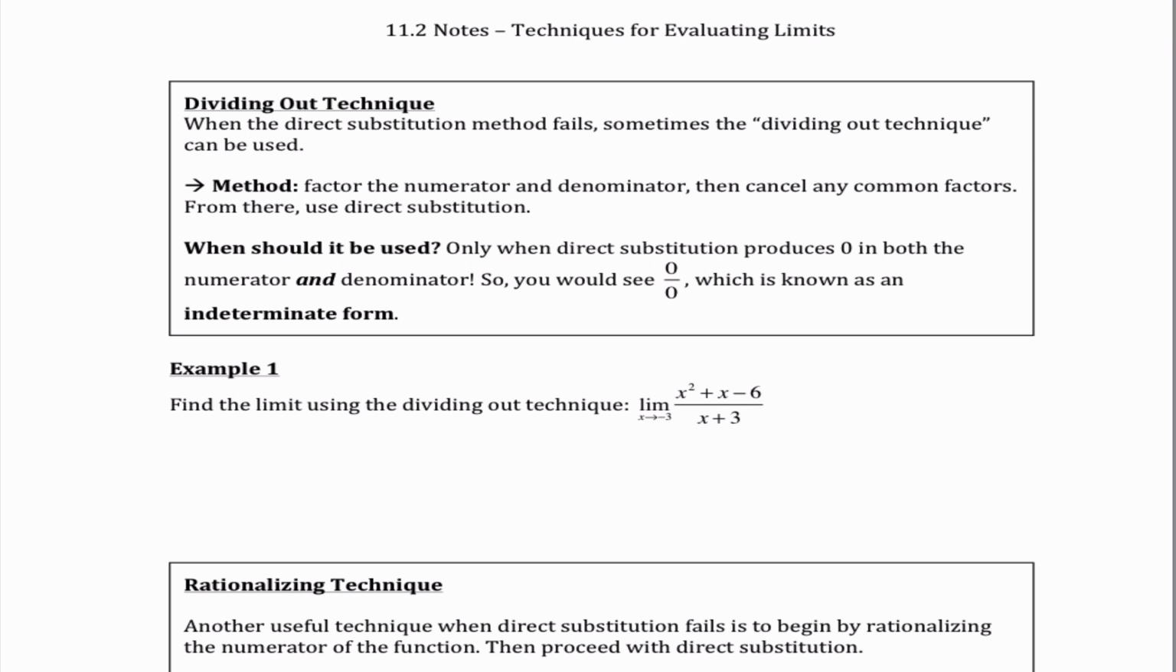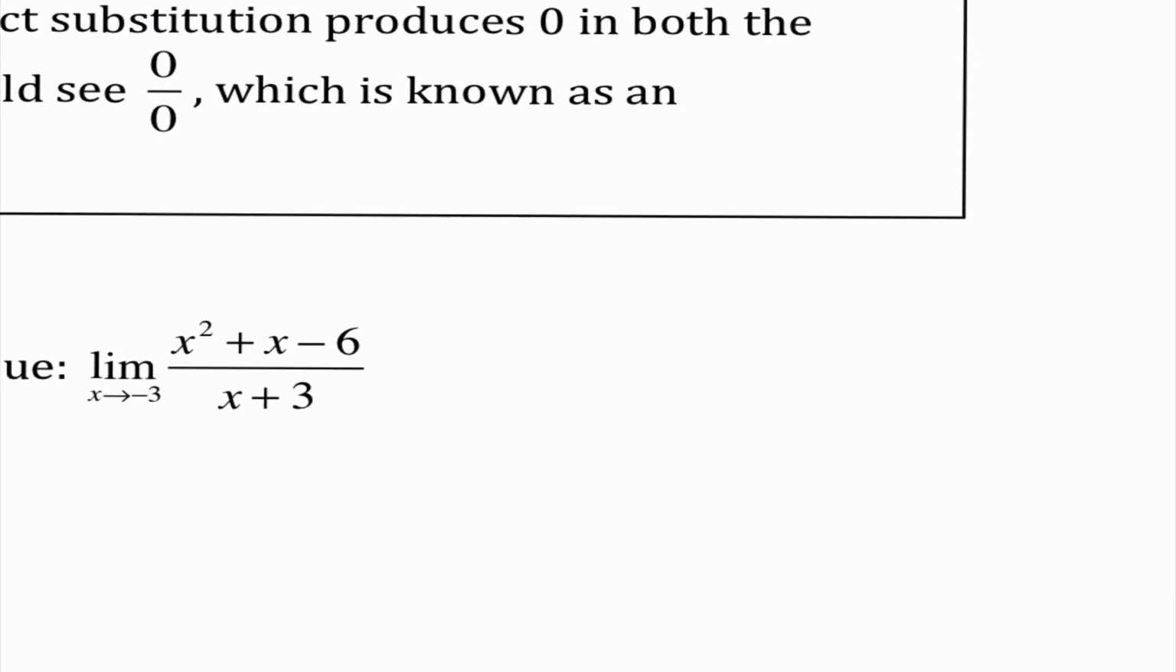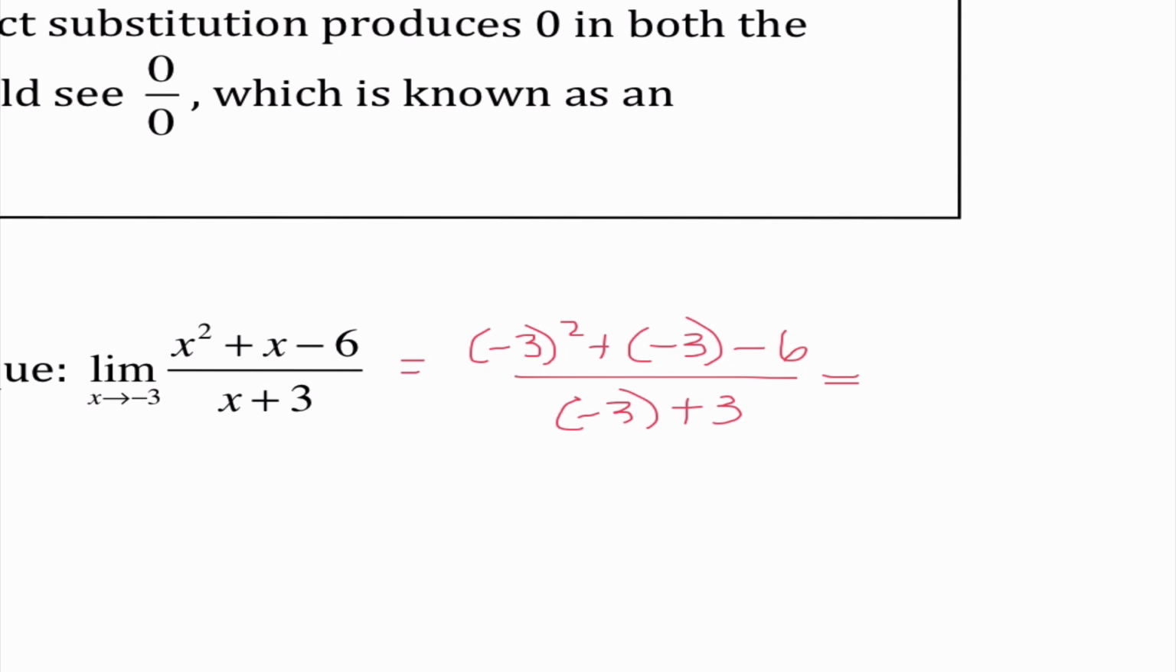It says find the limit using the dividing out technique. Unfortunately, most of the time it's not going to tell us what method to use. So I just want to show us, okay, what if we use direct substitution? So I'm substituting in negative 3 because we're trying to find the limit as x approaches negative 3. And I get 9 minus 9 over 0. So I get 0 over 0.